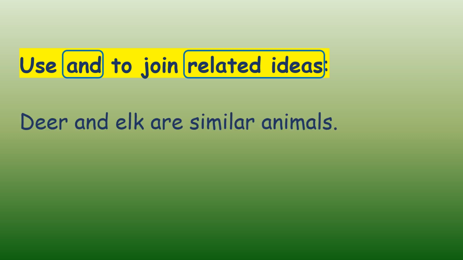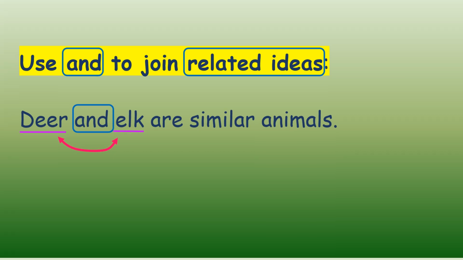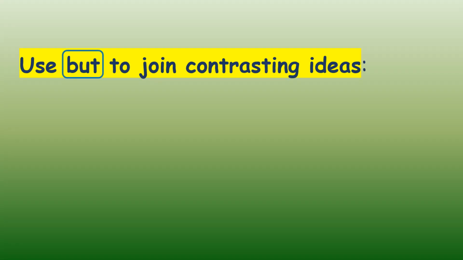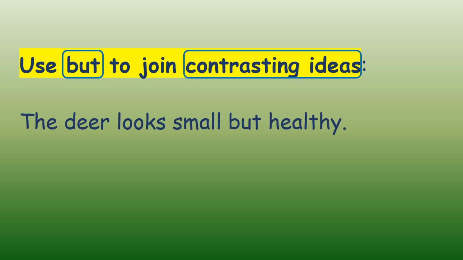Example: deer and elk are similar animals. Deer and elk are two nouns, two related ideas that are joined with the conjunction and. Use but to join contrasting ideas, like two opposite or two different ideas. Example: the deer looks small but healthy. Small and healthy are two adjectives that are contrasting or different. Although the deer looks small, at the same time it's healthy.